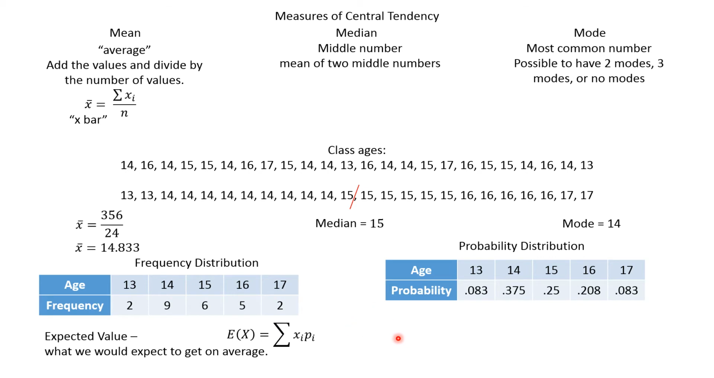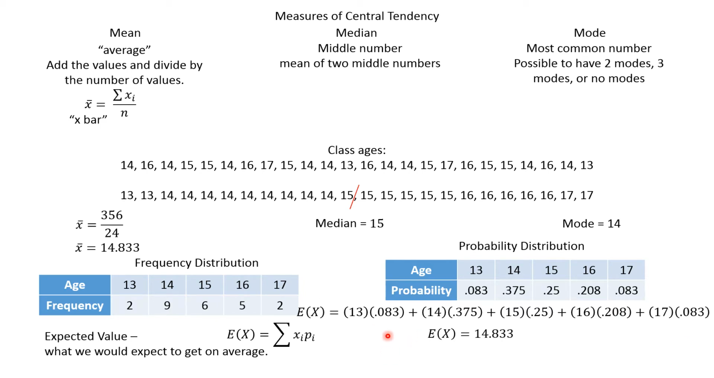So in our case, it would look like this: 13 times 0.083 plus 14 times 3.75 plus 15 times 0.25, etc., etc. And when we multiply and add, we get that the expected value equals 14.833, which is the same as the mean. Those two things are the same. So why would we find the expected value of this? We probably wouldn't. We would have found the mean because we have this raw data.